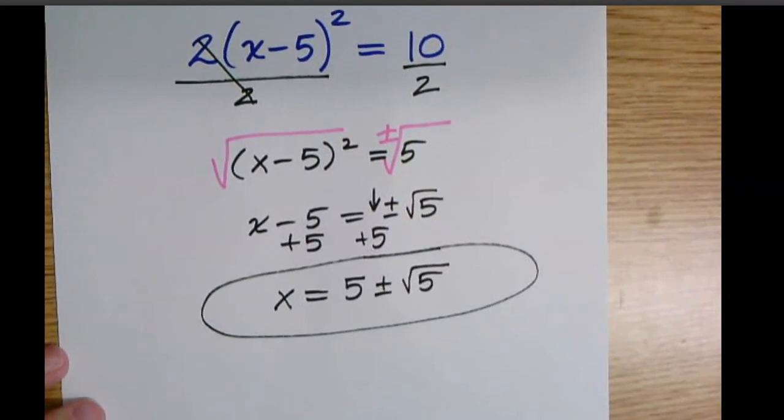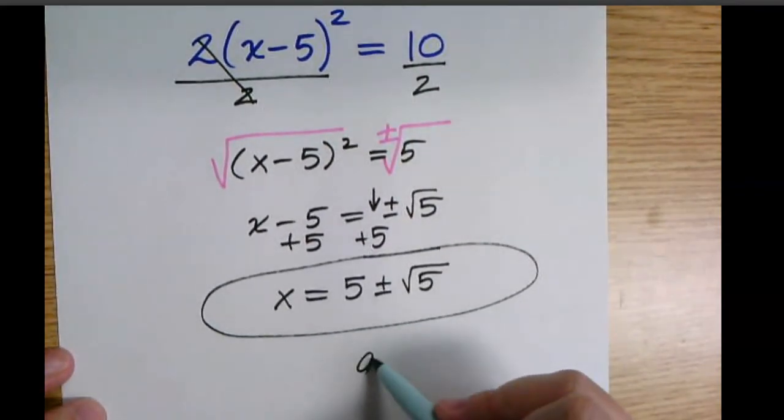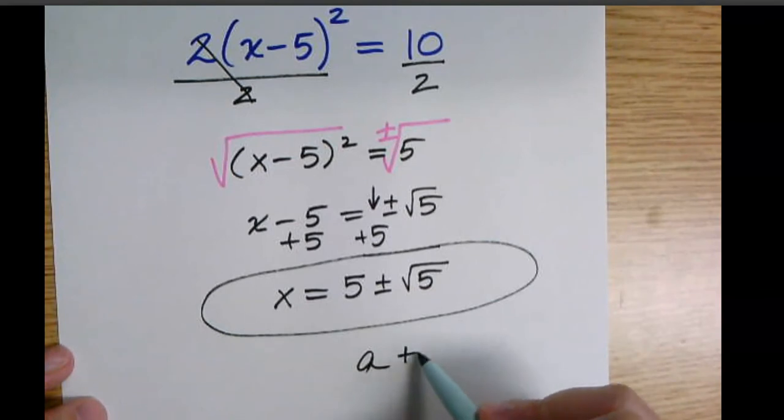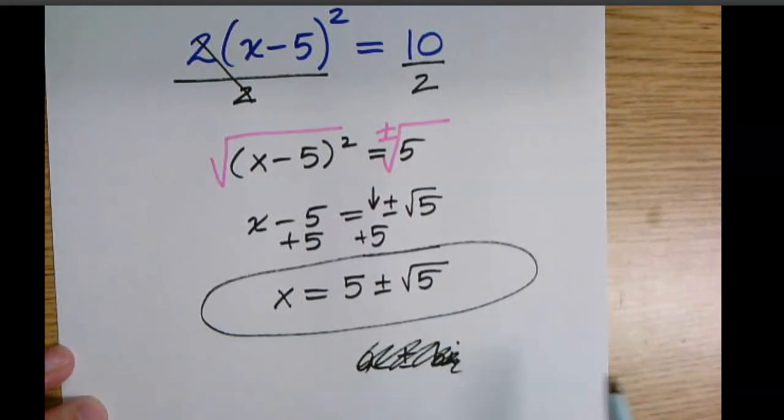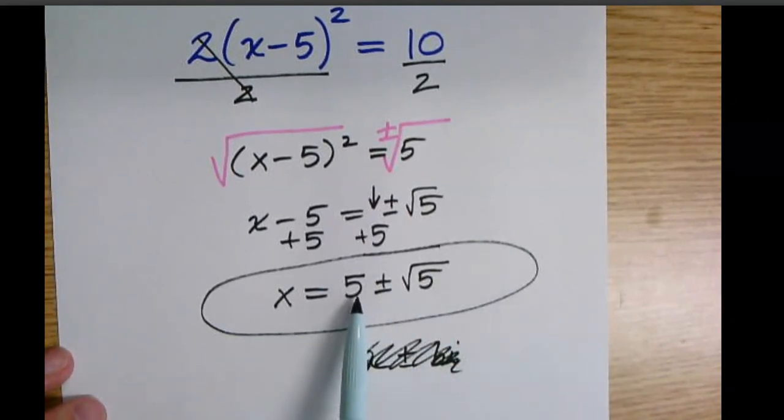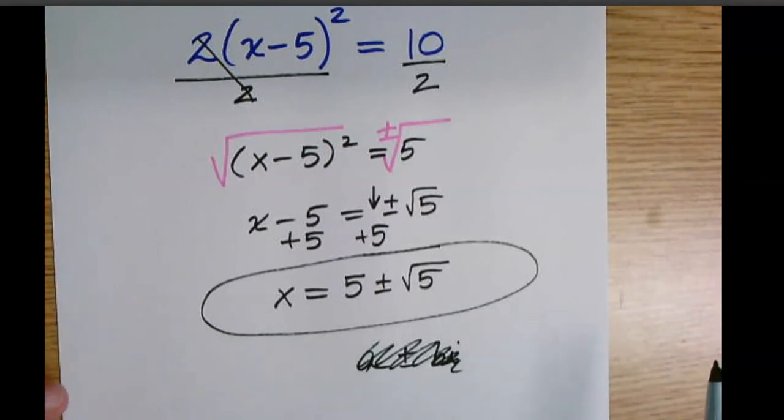Okay? This is kind of like the complex number situation where we want the real part first and the imaginary part second. This isn't imaginary, but it is irrational. So we like to put the rational part first and then the irrational part second. It's just sort of a convention, just the way we tend to do it.